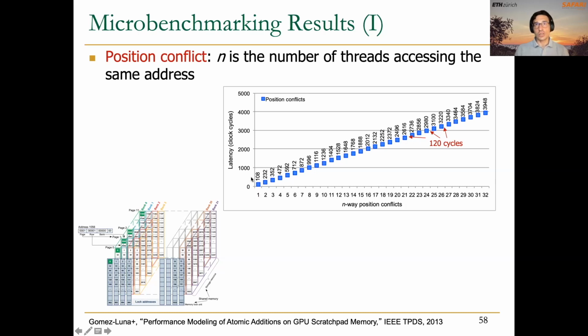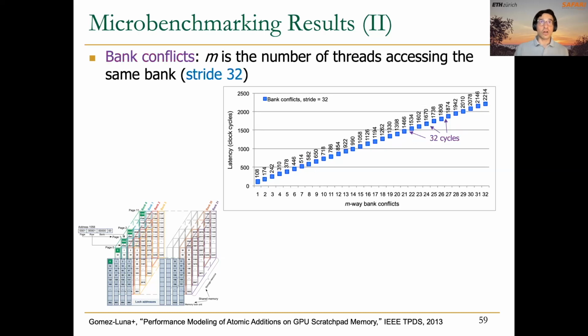So in this case, if it's 1, there are no threads colliding, there is no conflict. If n-way is 32, it means that all 32 threads of the warp want to update the same shared memory location. Every time that we increase the conflict degree, the number of threads updating the same shared memory location, we see that the latency of the operation increases. And actually it increases in fixed steps of 120 cycles on the architecture that we use for our experiments.